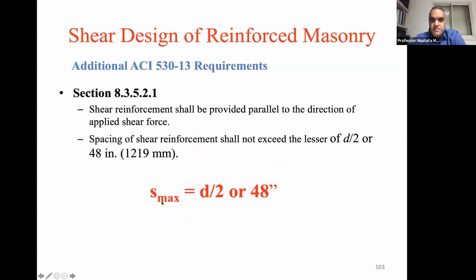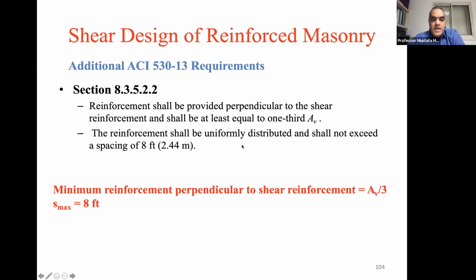So shear reinforcement shall be provided parallel to the direction of the applied shear, right? If the shear is vertical, it has to be applied like this. In a shear wall, for example, the shear is horizontal, then we apply it at the joints. Spacing of shear reinforcement shall not exceed the lesser of d over 2 or 48 inches. That's the maximum: d over 2 or 48 inches.